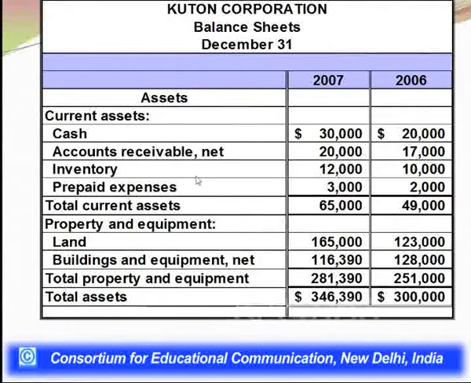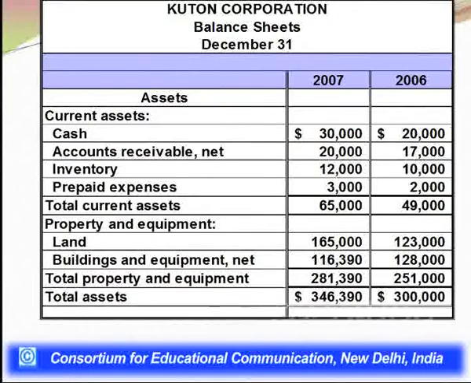If you sum them up together, the total current assets for 2007 come out to be 65,000, and for 2006 it was 49,000. So this is the total of current assets. Moving forward, if you have a look at PPE, property, plant and equipment, the first thing is land. Land was 123,000 in 2006, and this year the value of land the company possesses is 165,000. You may call it 1,65,000.